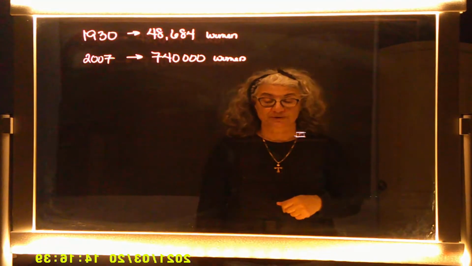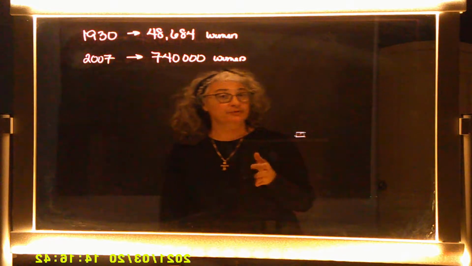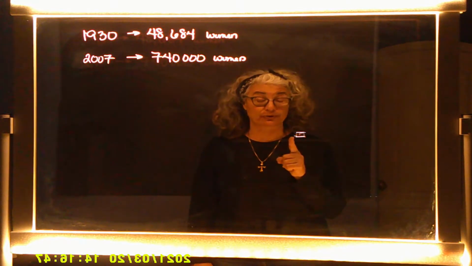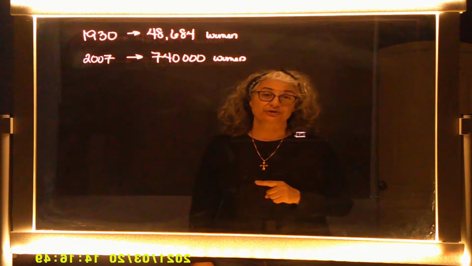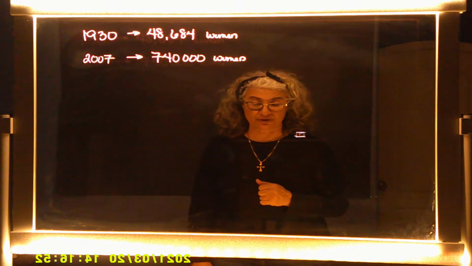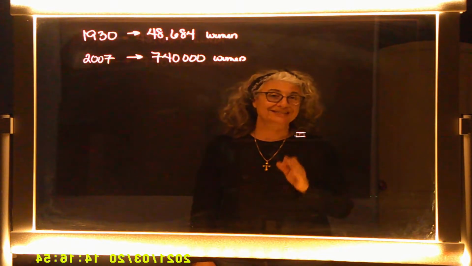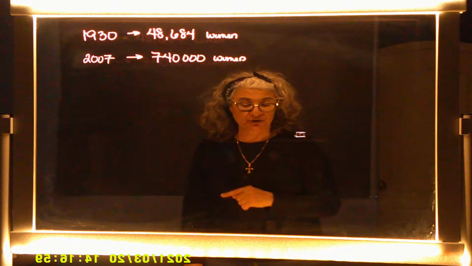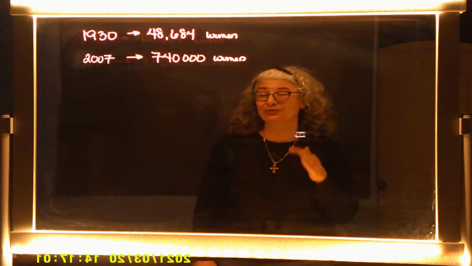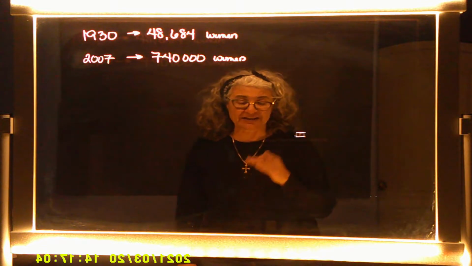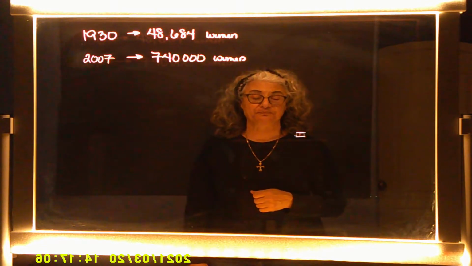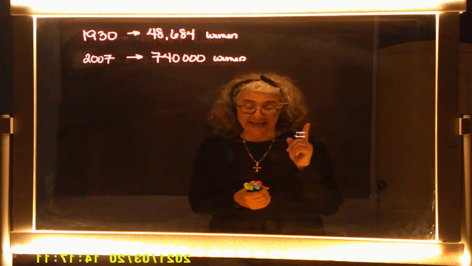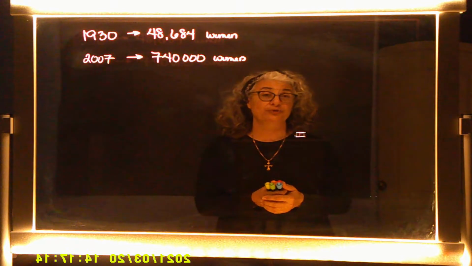Got it. All right, so let's look at the next one. The next one reads that the number of women graduating from four-year colleges in a particular country grew from 1930, all right, so the year is 1930, when 48,684 women earned a bachelor's degree, to the year 2007, when approximately 740,000 women received such a degree. They would like us to find an exponential function that actually fits the data. And then they want us to find the actual growth rate.